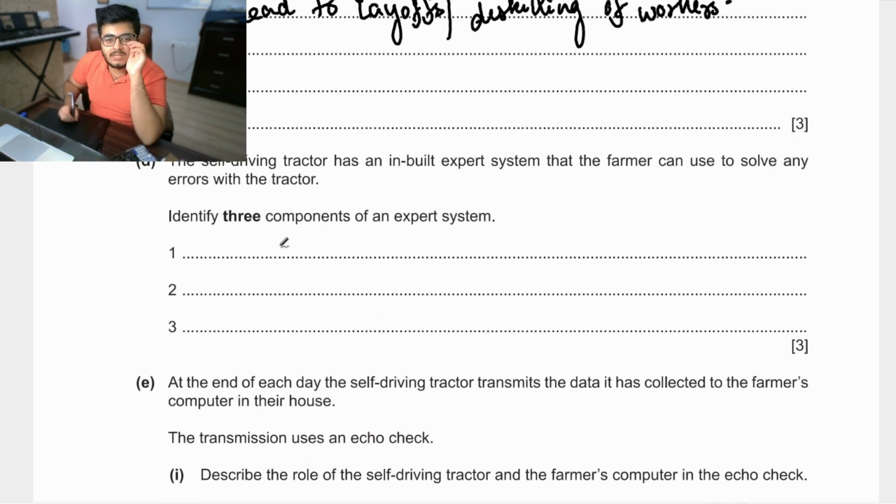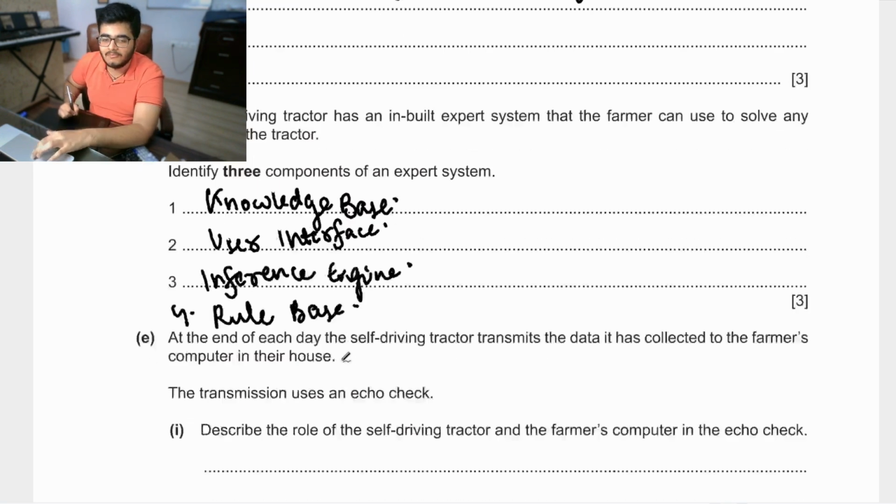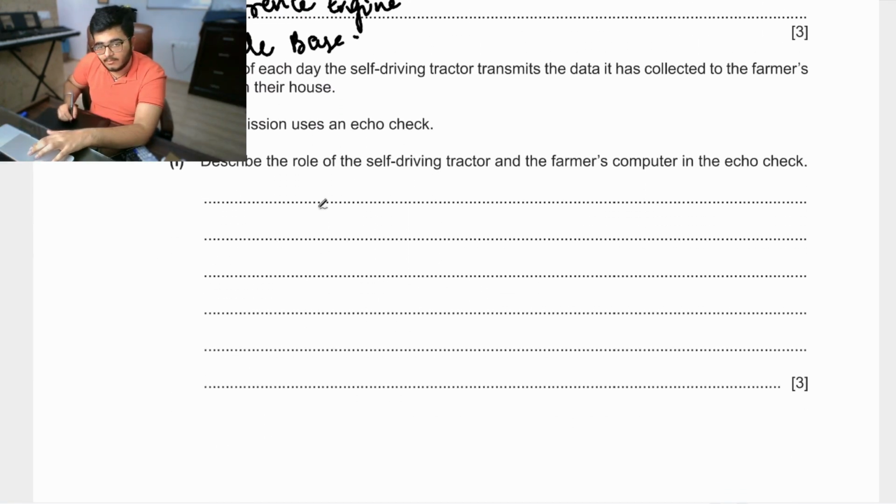Okay, identify 3 components of an expert system. So any 3 components could be knowledge base, user interface, right? It could be inference engine. You can also write rule base, right? If there was an option, you could have also written a rule base.